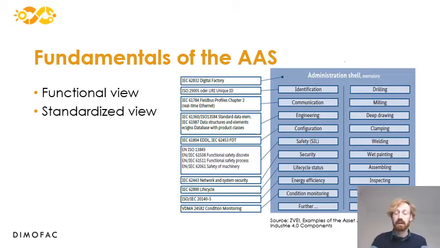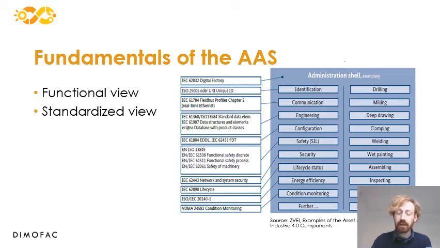Also on that level, the submodel is a standardized representation, because each submodel pertains to a specific functionality. So various submodels have already been proposed on various topics for machines such as engineering, identification, lifecycle status, but also on specific types of machine such as drilling, milling, clamping, etc. And these together provide a functional and standardized view of the machine.